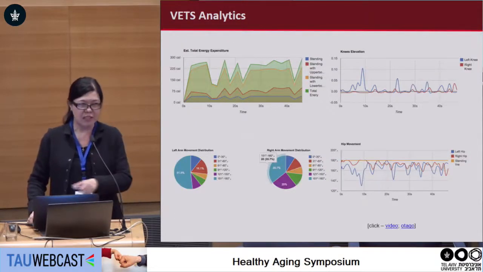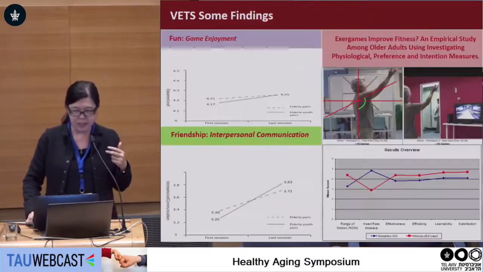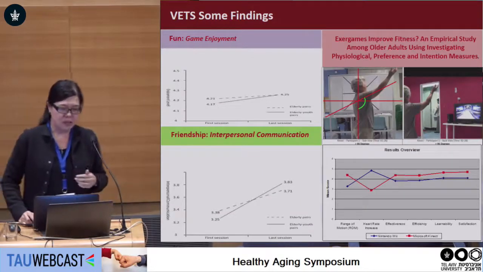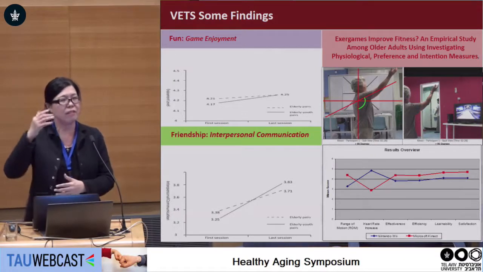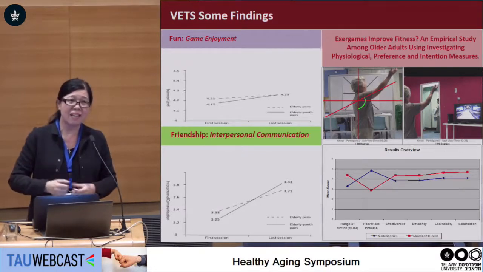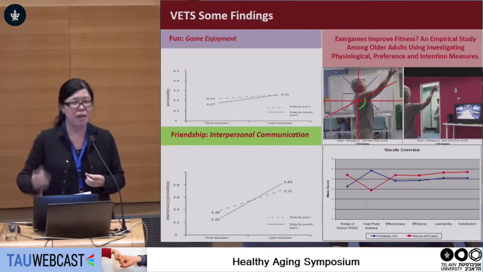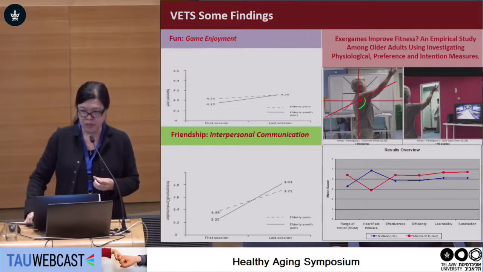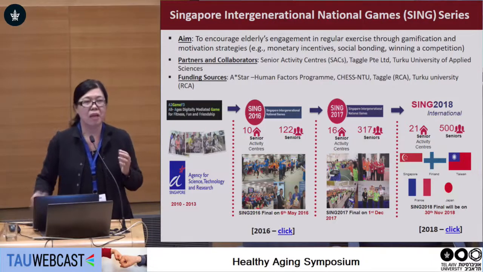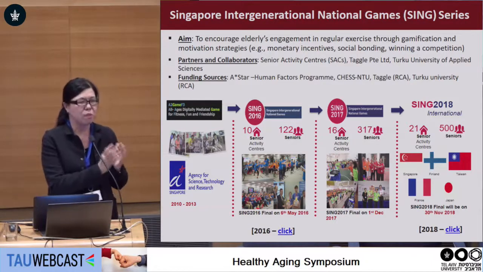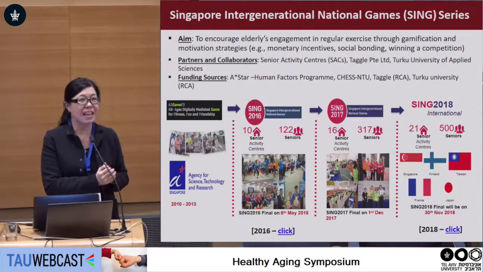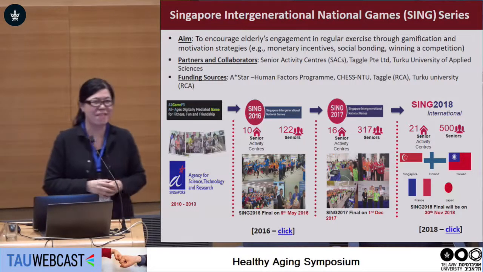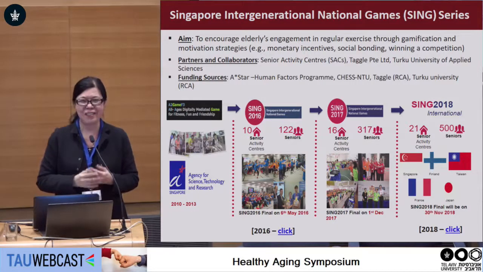We had good results. This is what we captured from the sensor data, right? They are enjoying the game, they have good interpersonal relationships, and in terms of fitness level, the more they exercise, measured in energy expenditure and calories burned, it's showing good results. However, after we moved out of the lab into the homes, we realized the elderly went back to their old habits. They're not exercising.